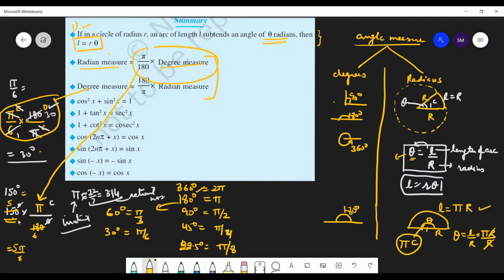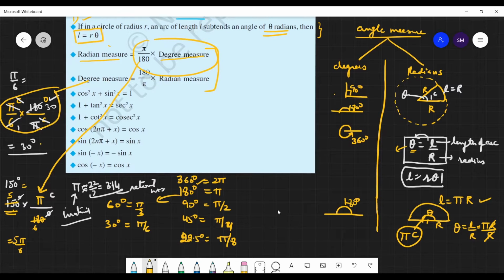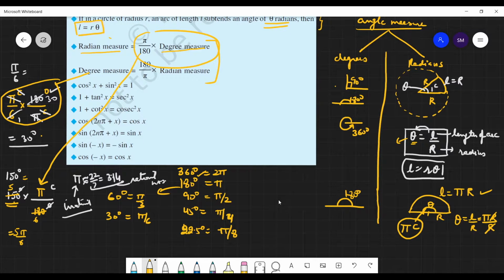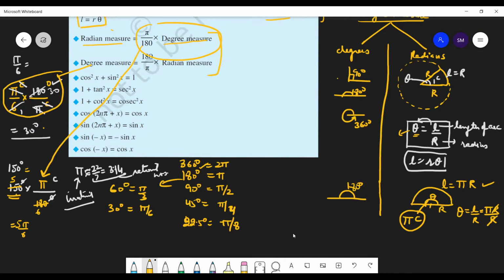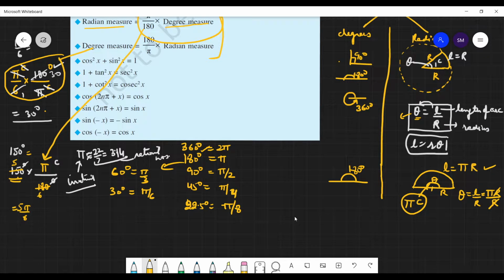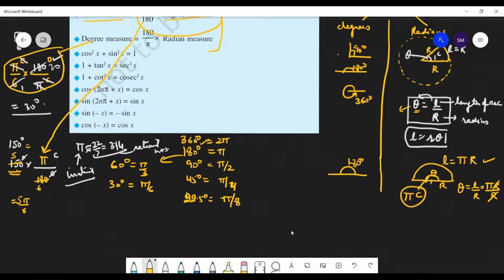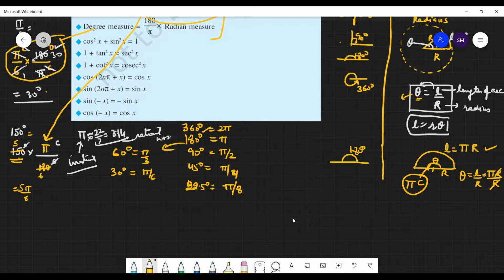Yes. Got this concept, students? Yes. Degrees and radians. Okay? Yes. Yes, sir. Shall we move forward? All of you have noted it down, I hope.